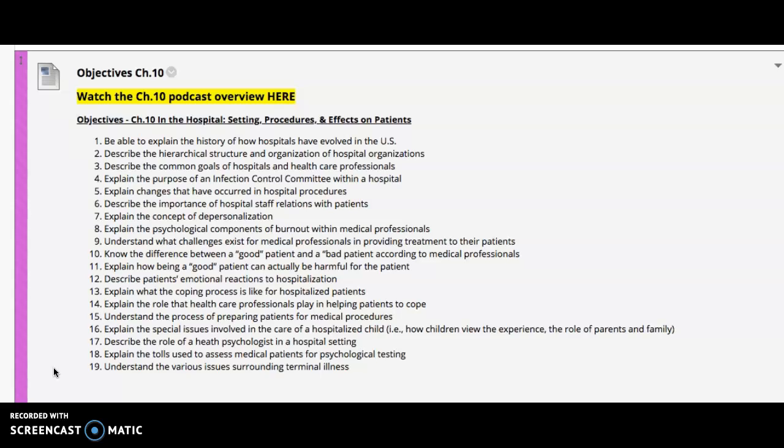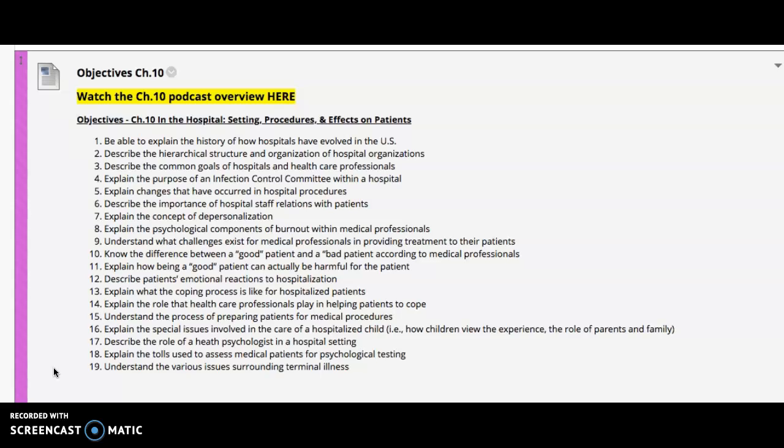So the chapter is going to start out by explaining the history of how hospitals have evolved in the U.S. So way back in the early 1900s, what were hospitals used for? How did we typically see people in hospitals being treated? And then how has that changed over the course of several decades into what we now see as the role of the hospital?